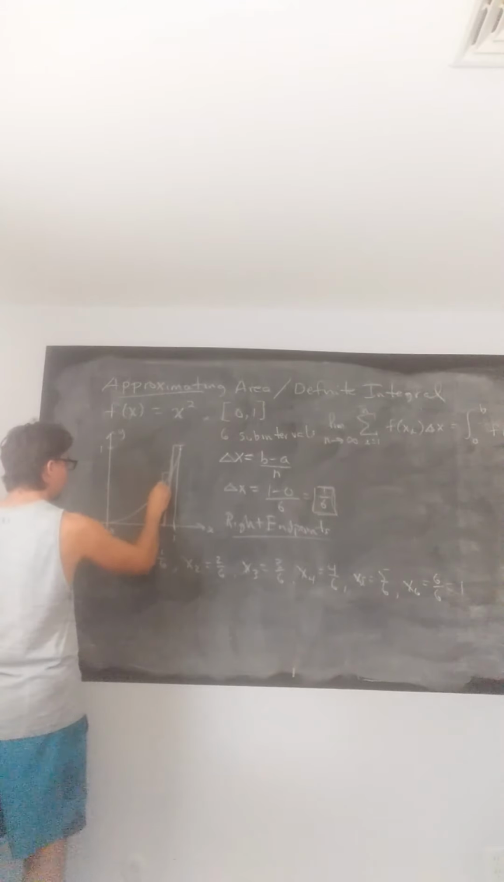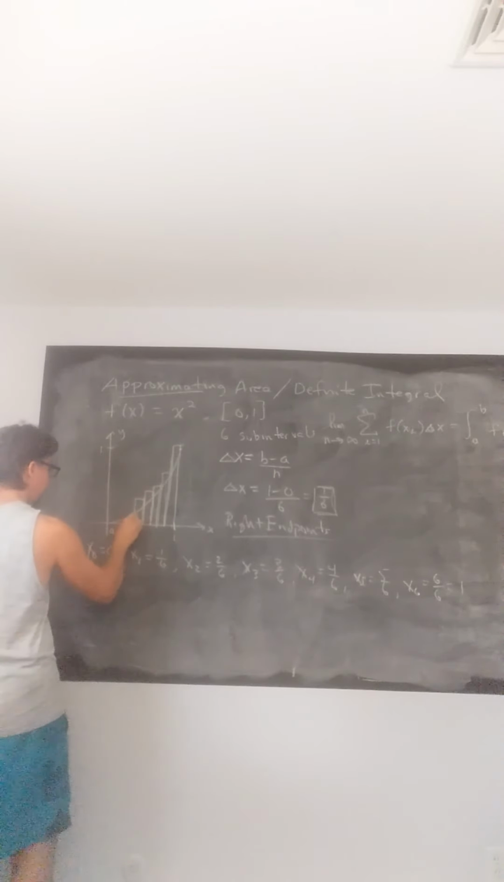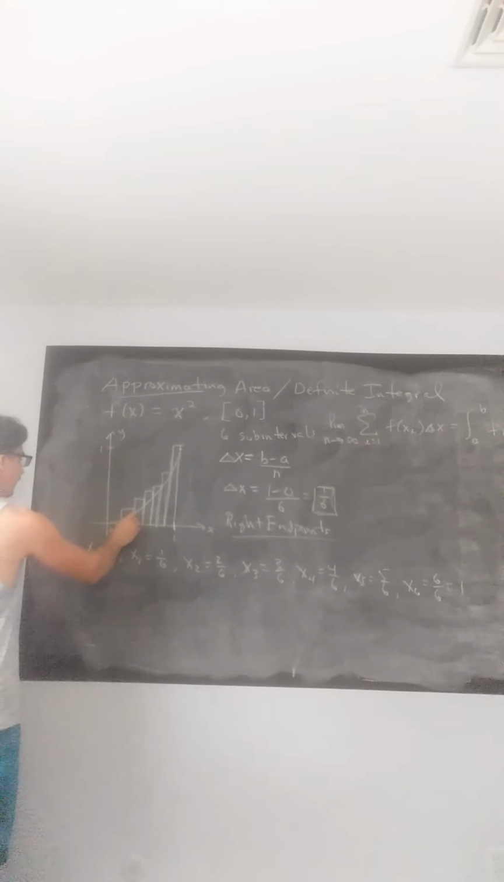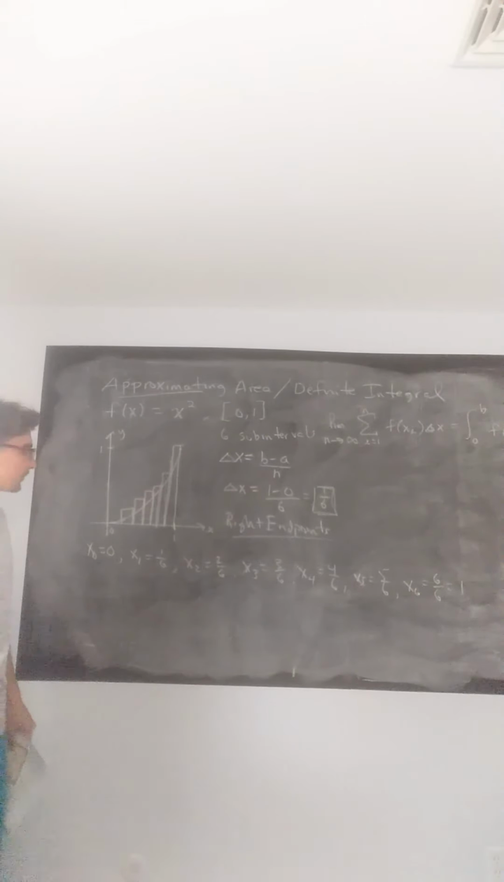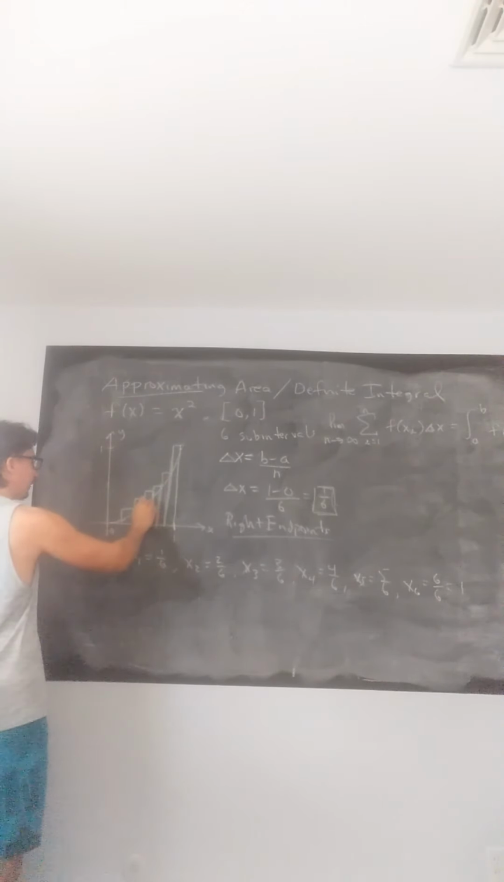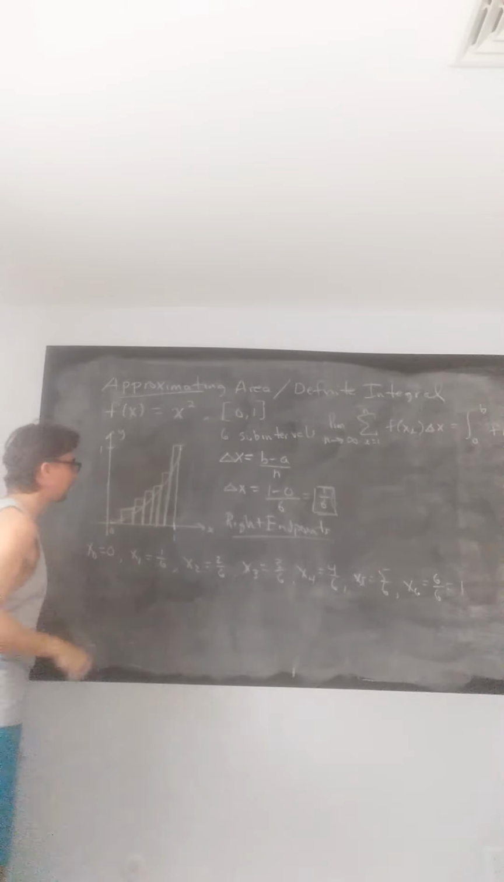2, 3, 4, 5, and 6. Okay, so we're looking at the right-hand endpoints of this curve. So we're looking at all the right-hand spots. So it hits typically at the top corner of each one. Okay, so that's what would be going on here.